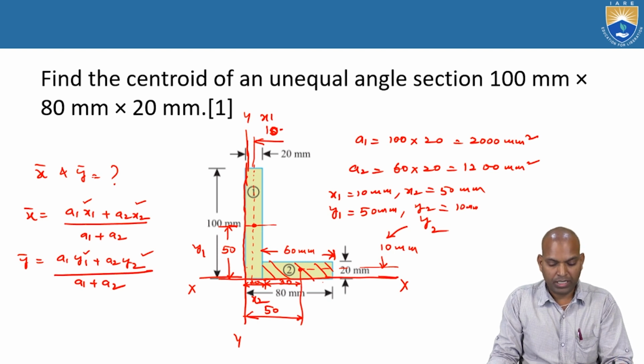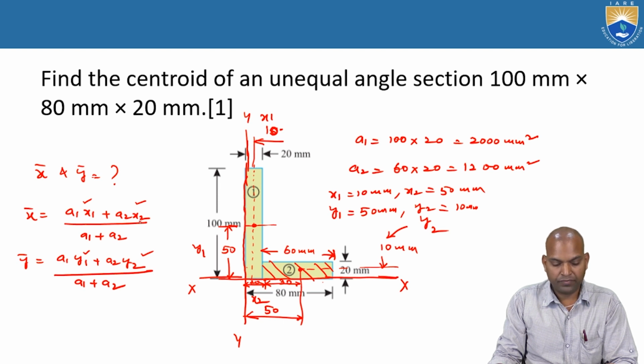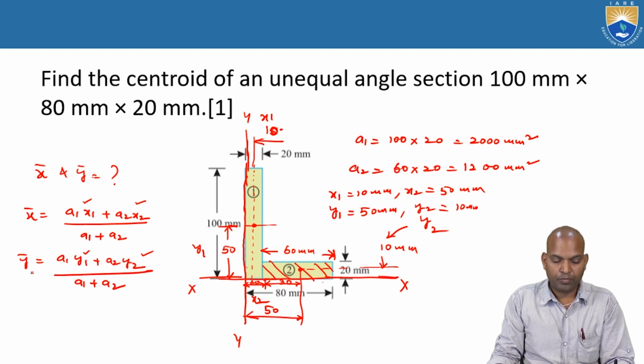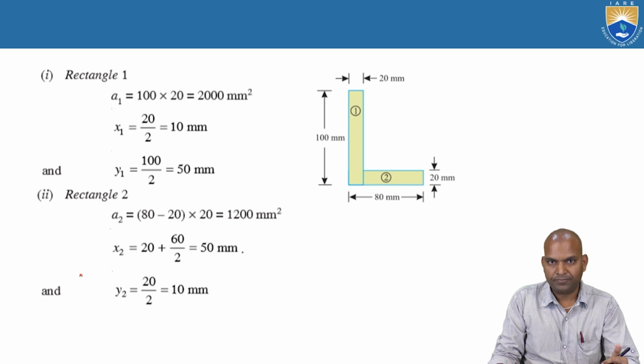Now, what about X1? Substitute here. A1 is 2000 millimeters, X1 is 10, A2 is 1200, X2 is 50. And A1 plus A2 is 2000 plus 1200. What about bar Y? A1 is 2000, Y1 is 50, A2 is 1200, Y2 is 10 millimeters. Now, that's what we have done here.